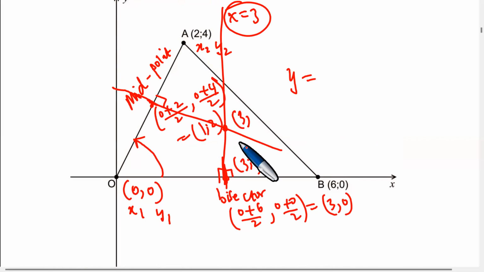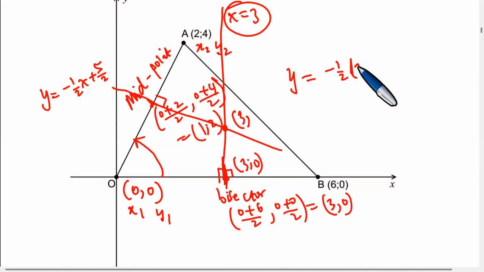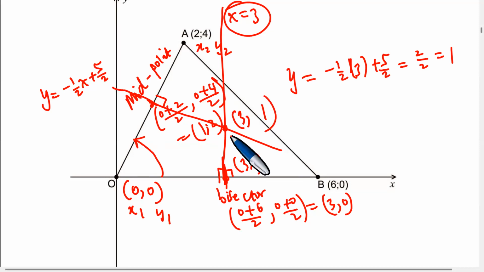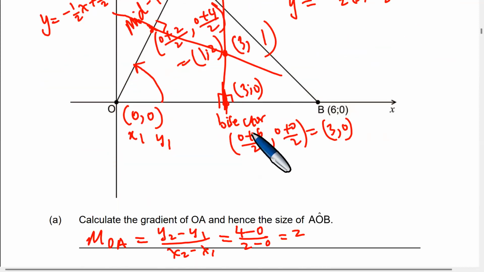The equation of this one, we said, is y equals minus a half x plus 5/2. So x is 3 and y is like this. What is 5 minus 3? 2/2. 2/2 is 1. So which means the center of that circle is (3, 1).